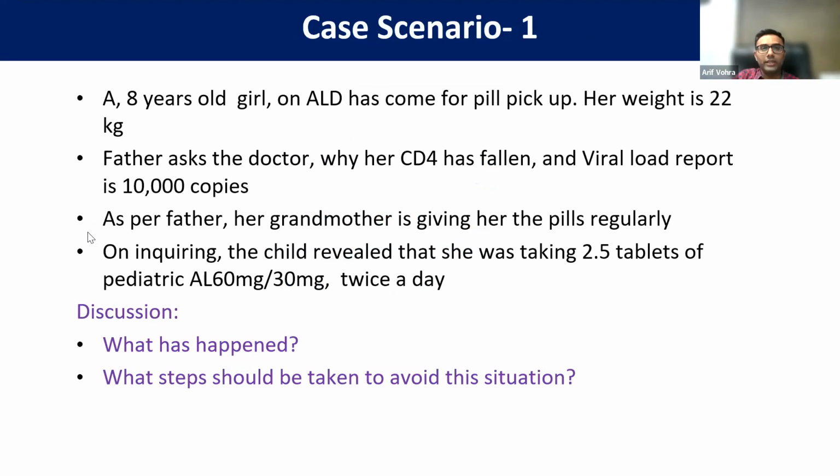So now we take the case scenario. You can write down the answers to these questions in the chat box, and we can discuss in the group. An 8-year-old girl who is on ART has come for a pill pickup. Her weight is 22 kg. The father asked the doctors why her CD4 has fallen and the viral load report shows 10,000 copies. As per the father, her grandmother is giving her pills regularly. On inquiring, the child revealed that she was taking 2.5 tablets of pediatric ALD 6030 twice a day. So here, an 8-year-old child, 22 kg, whose CD4 count has decreased and viral load has increased, is taking 2.5 tablets twice a day.